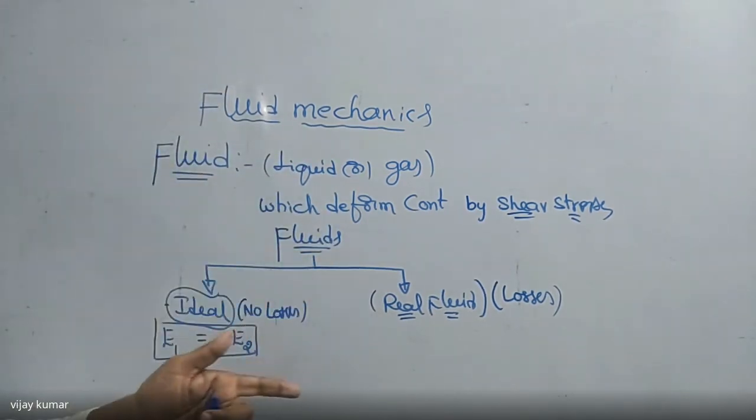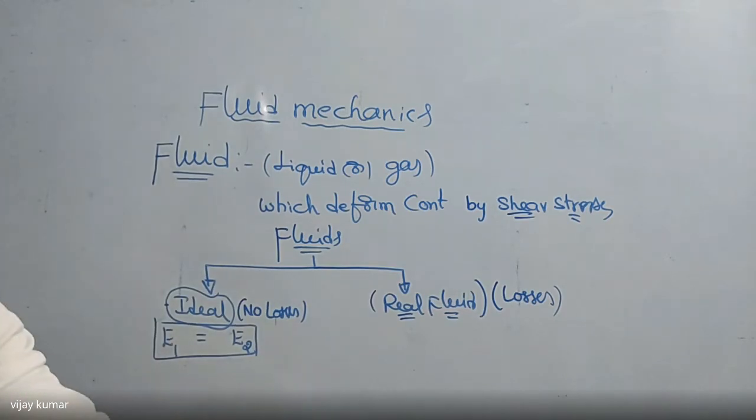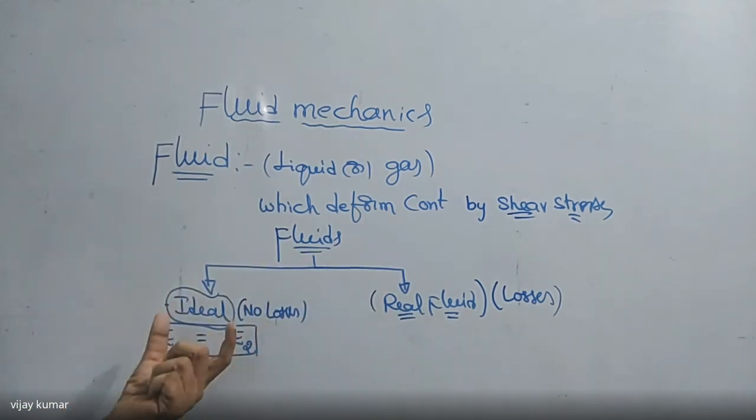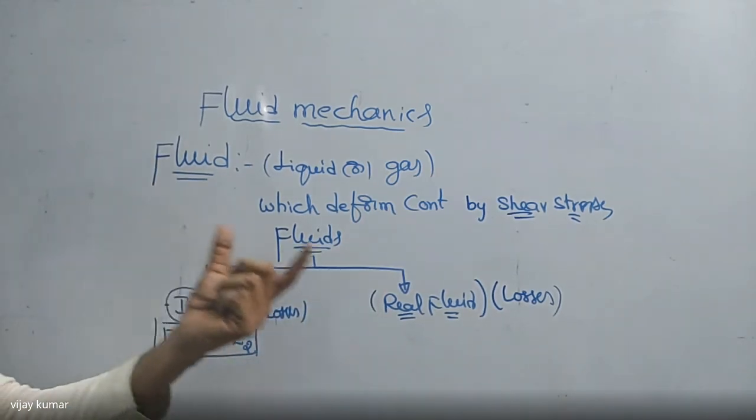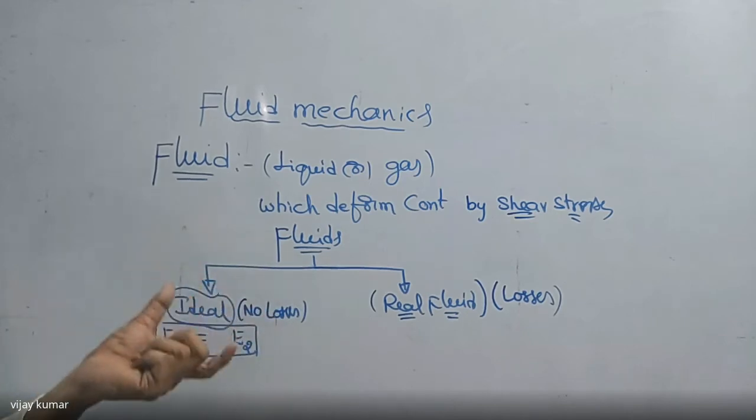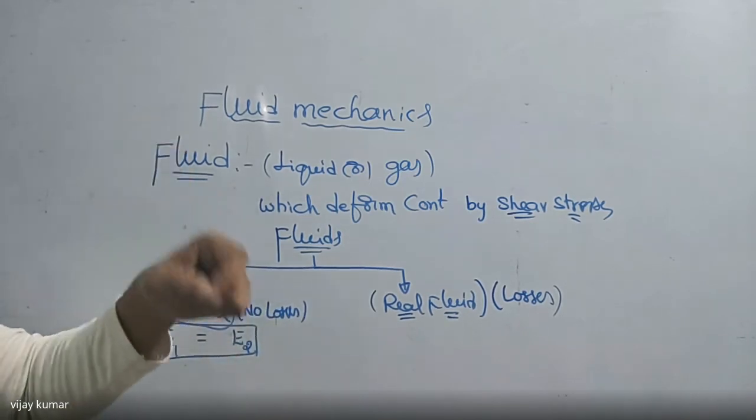So, what is a real fluid? A real fluid is a fluid which is having viscosity, surface tension. That means simply we can say it is having viscosity. If there is no viscosity in the fluid, that fluid is named as ideal. That fluid is ideal, but the ideal fluid does not exist in our nature.